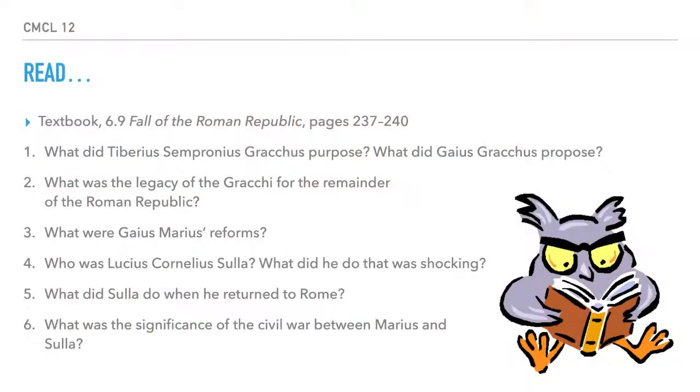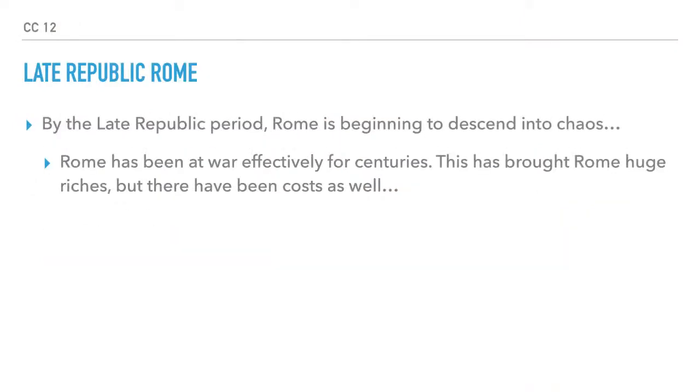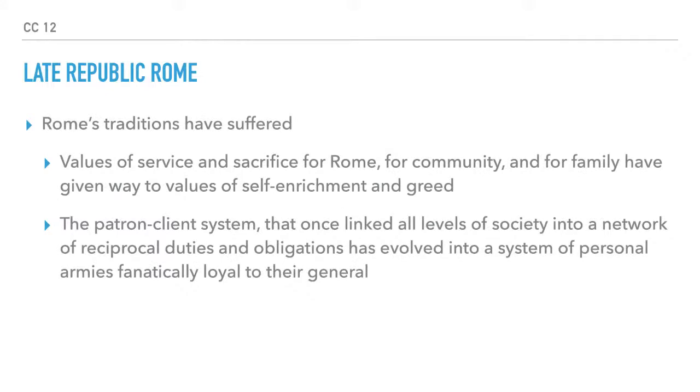So that's kind of where we are here. So by the late Republic period, so that's where we are, about 100 BC to about 30 BC. So there's about a 70-year period. Things are becoming increasingly chaotic in Rome, and they're becoming increasingly violent. Okay? So again, Rome has been at war for centuries at this point. They've expanded their territory and the number of places that are under their control. But in the process, Rome has kind of lost something.